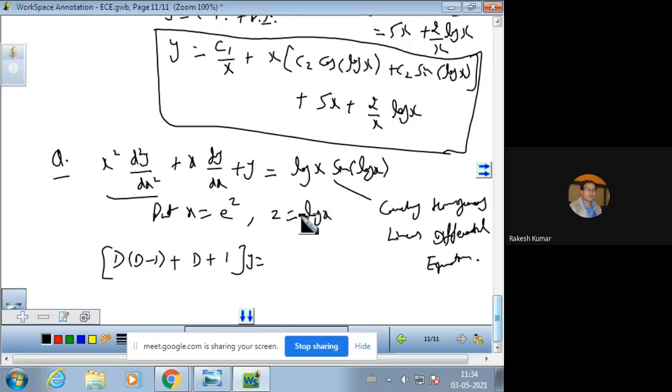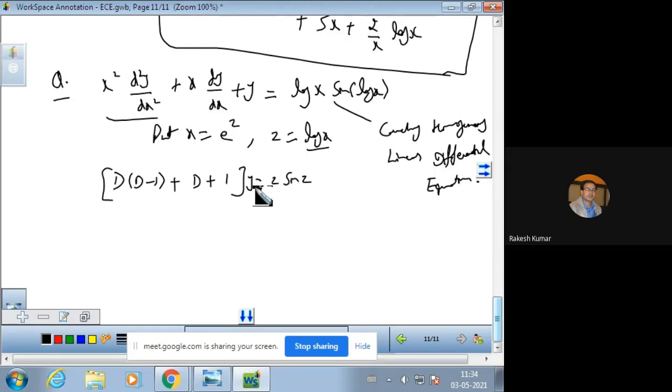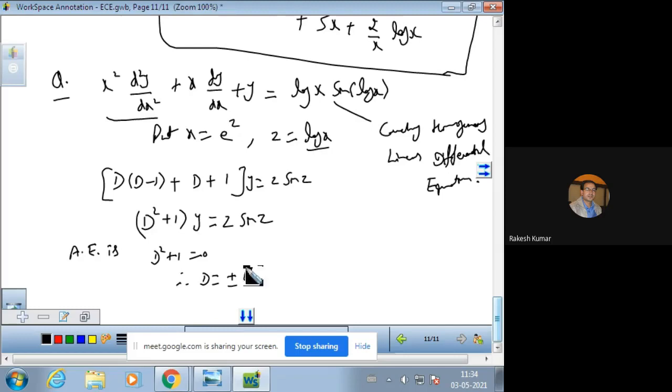Your log x is z, and into sine of z. Log x का value भर दिया z में. Now we are in dependent variable y and independent variable z. It is transformed from x to z. So you will have (D² plus 1) into y equals z sine z. You can write down the auxiliary equation, that is D² plus 1 equal to 0, and D equal to plus minus iota.